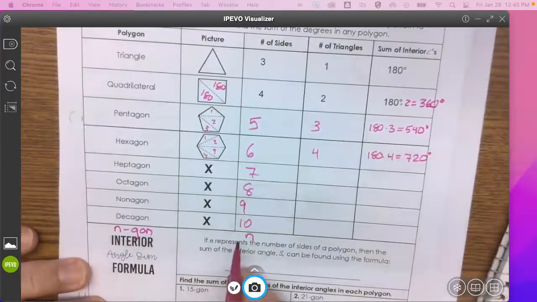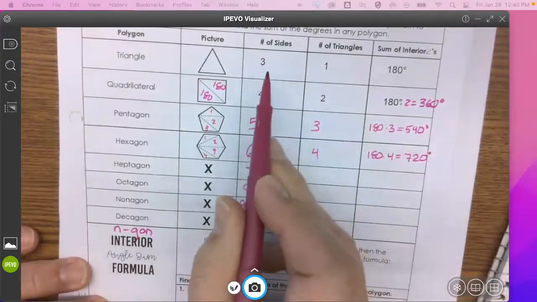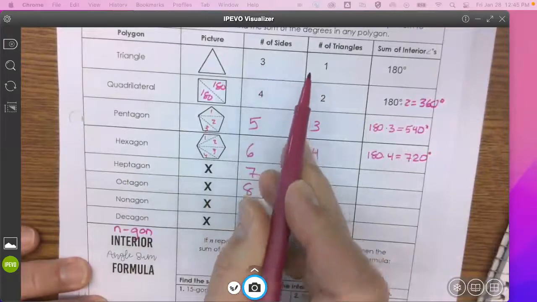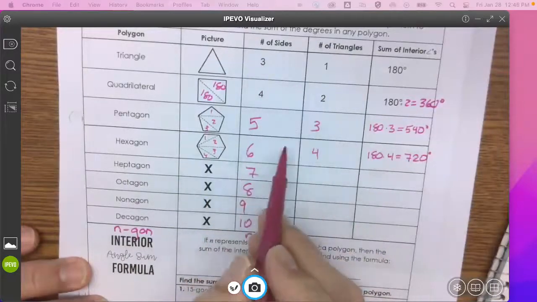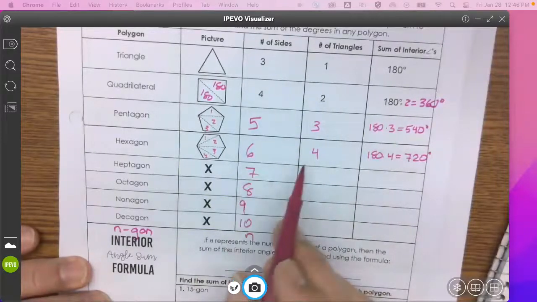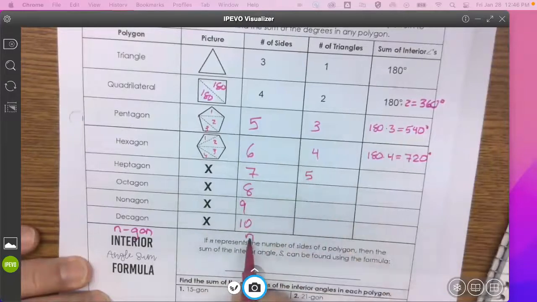If an n-gon has n sides, how many triangles can I draw in it? Look back up here, see if you can see a pattern to go from the number of sides to the number of triangles. Marshall? N minus 2, excellent. It's always 2 fewer. So if this is 7, we know this is going to be 5. If this is n, this is going to be n minus 2.